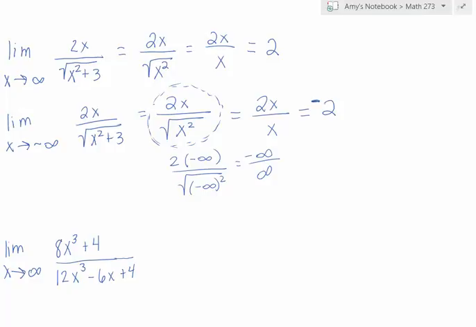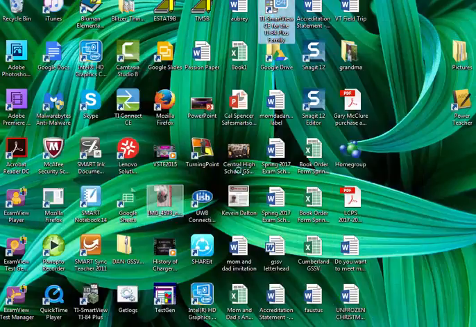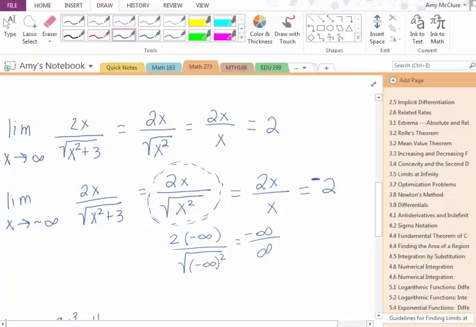You can use your calculator to help you if you want to look at the graph of these functions. I will take a moment and put that in our calculator.